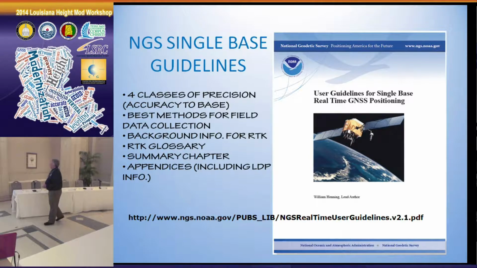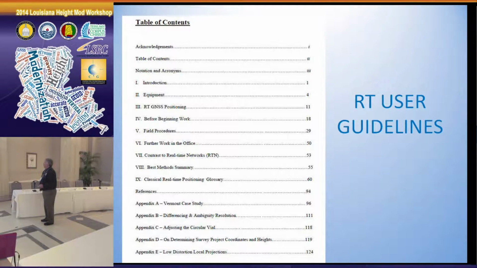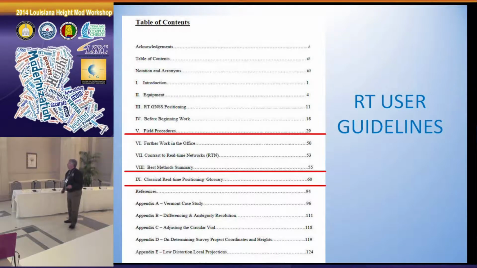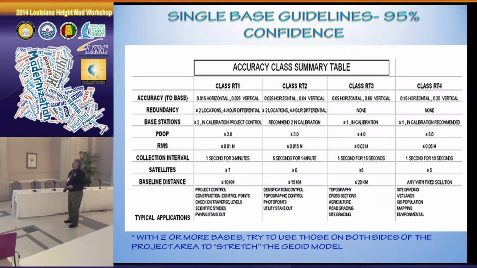This is the single base guidelines. You want to be concerned with Chapter 5, which is field procedures with a table, and Chapter 8, which is a summary. If you want to read the rest, that's fine. A glossary. This is from Chapter 5. It's sort of a summary table of 4 different precisions. And all it is telling you is certain criteria to achieve a certain precision.